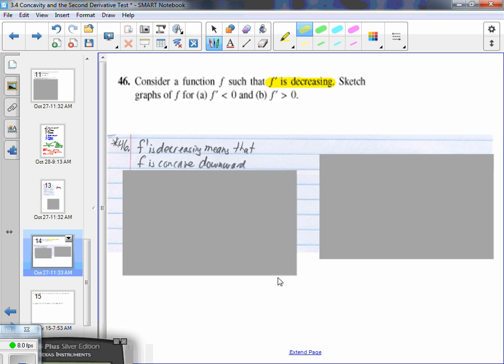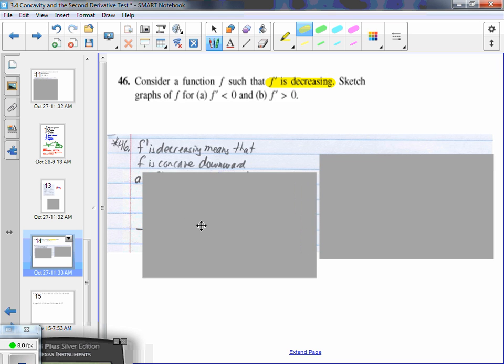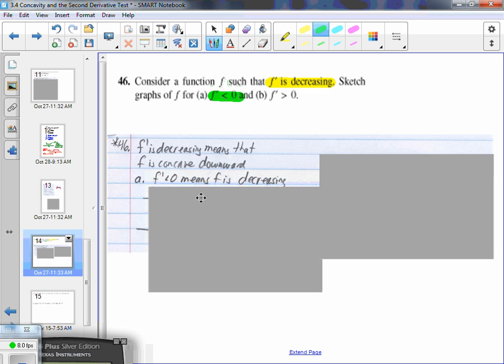Now, for part A, we're supposed to sketch a graph. So f is concave downward for part A and for part B. For part A, f prime is negative. All right? If f prime is negative, what do we know about f as far as increasing or decreasing? It's decreasing. So, not only is f concave down, for part A, it's decreasing.